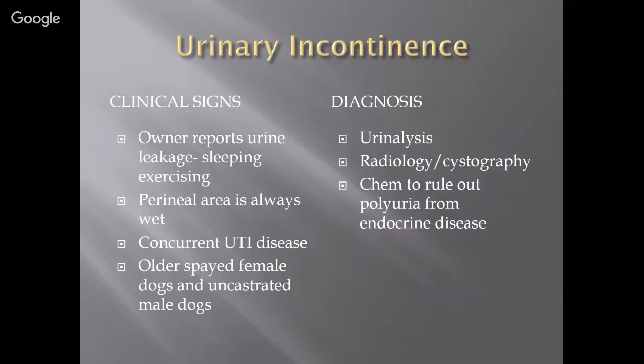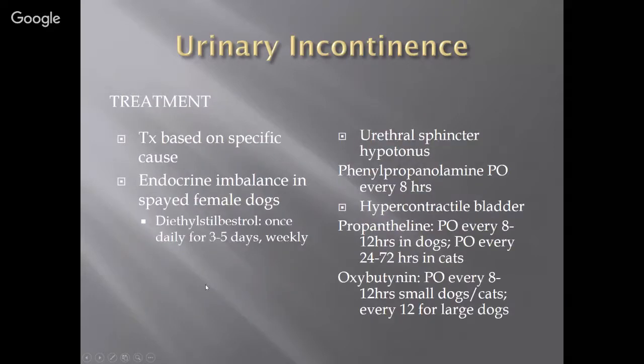So we'll often see it in an older spayed female dog or an uncastrated male dog. We can do x-rays and cystography. We can do a chemistry to rule out any other cause of polyuria, from an endocrine disease or chronic renal failure. So we do need to do some diagnosis. Don't just assume they're old, they're incontinent. Treatment is based on the specific cause.